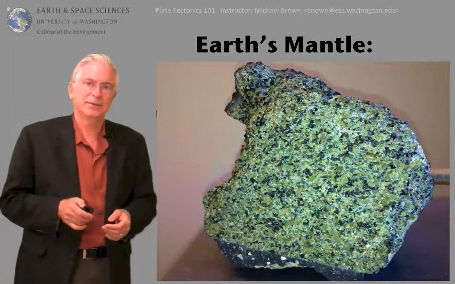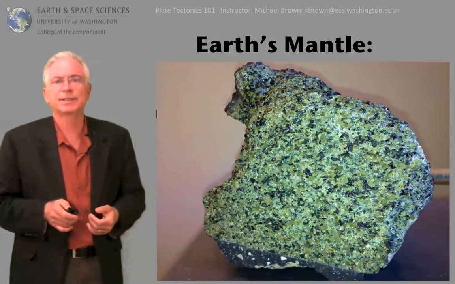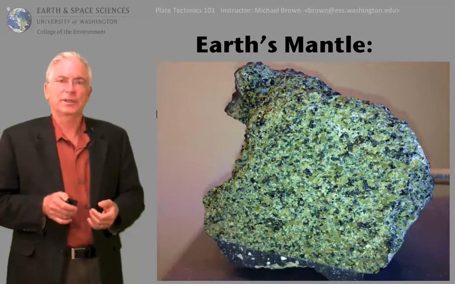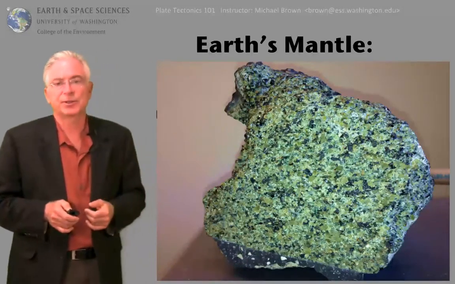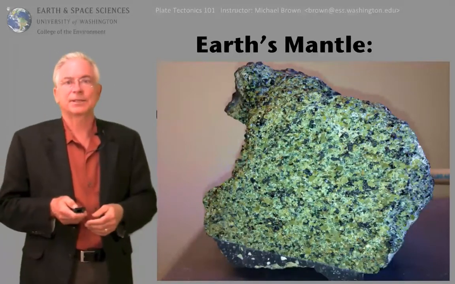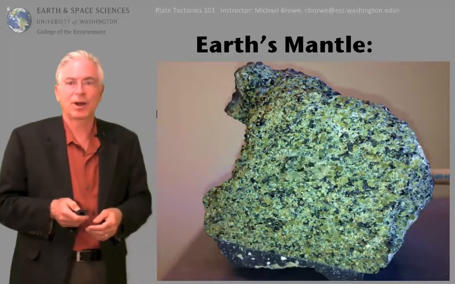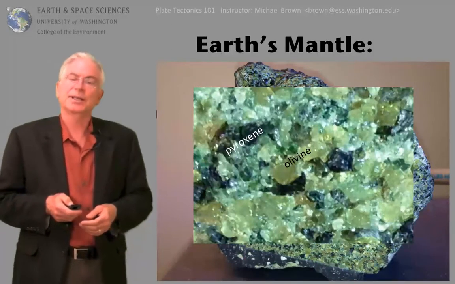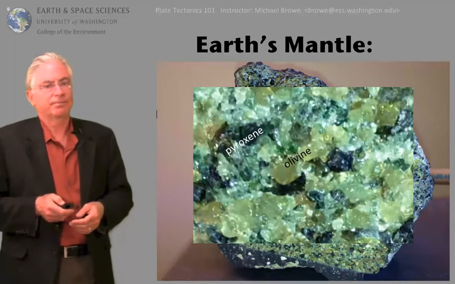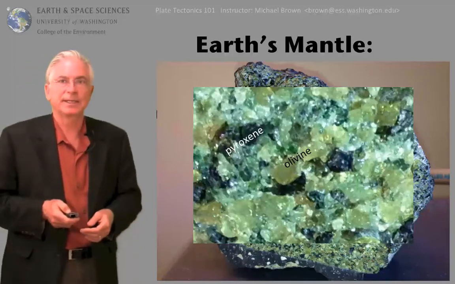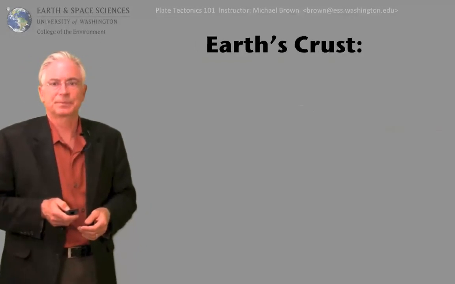Here's a piece of the upper mantle. This was extracted from the walls of a volcanic conduit about 60 kilometers down, ripped off and carried to the surface. There's what the mantle looks like. It's a greenish rock. You focus in on it, you can see it has minerals of olivine and mineral pyroxene, olivine dominating over the pyroxenes.